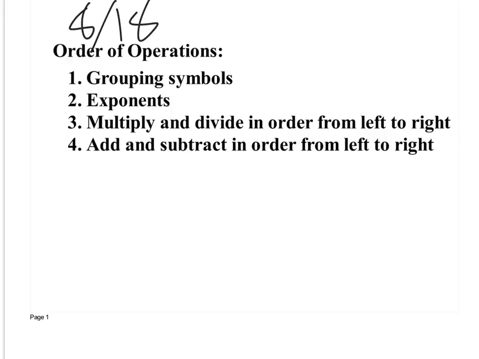All right, today we're going to talk about order of operations. You need to know these 4 steps. It's grouping symbols, then exponents, then multiply and divide in order from left to right, and then add and subtract in left to right. Grouping symbols could be parentheses, they could be brackets, they could even look like that.